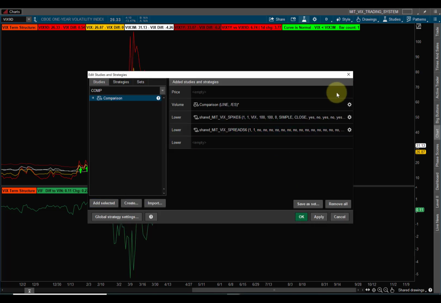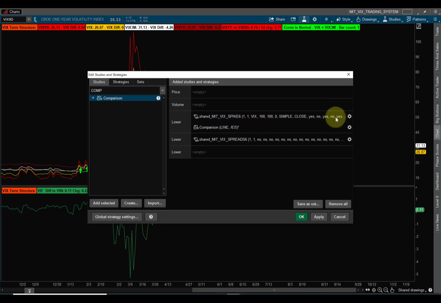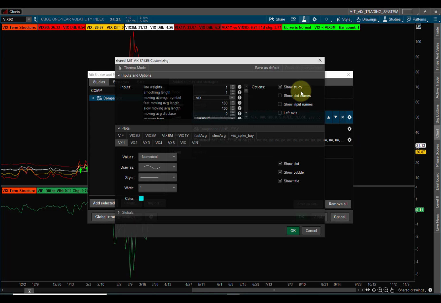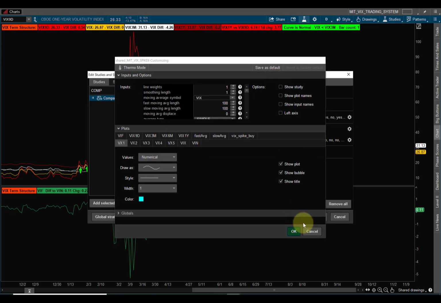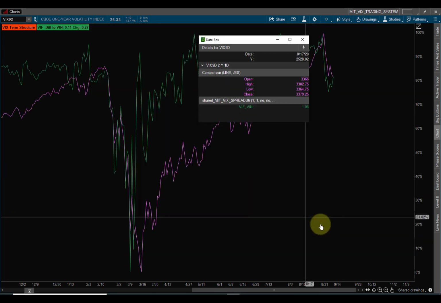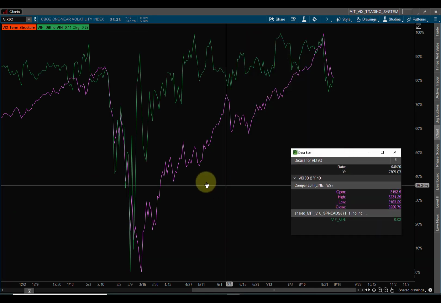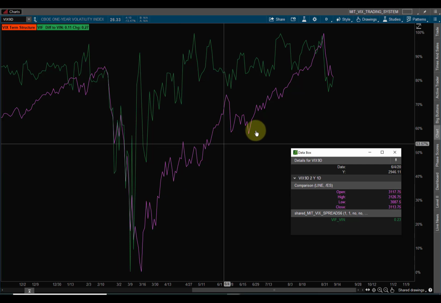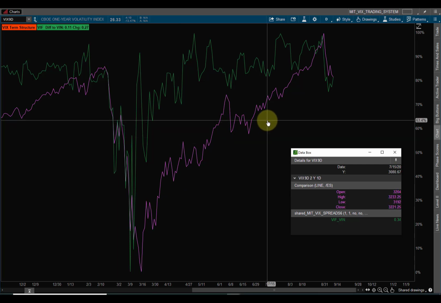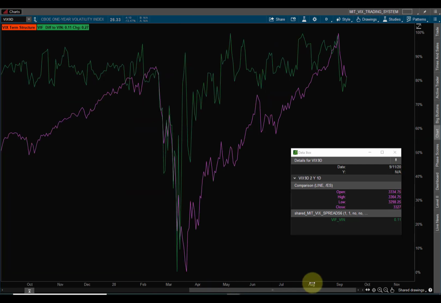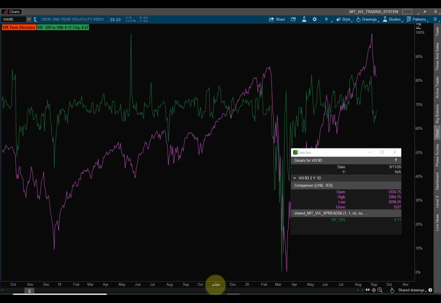Okay, now I'm going to put it down below. I'm actually going to not show the top study because I just want to show the VIN and the VIF relationship against the S&P futures. The purple now, guys, is the S&P futures. We could squeeze it. We could look at more data.